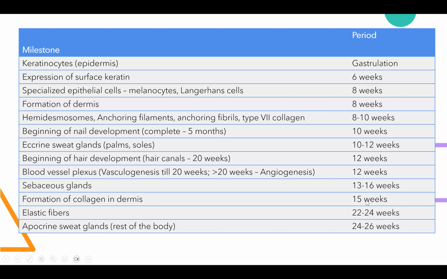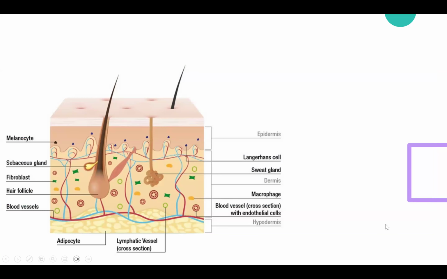So before 15 to 20 weeks, when the fetus or embryo is injured, during chorionic villus sampling or amniocentesis, there will not be any scar formation because there is more collagen and fewer elastic fibers. These elastic fibers are responsible for scar formation in the skin. So before 20 weeks, there will not be any scar formed in a baby. Apocrine sweat glands in the rest of the baby's body other than palms and soles are formed by around 24 to 26 weeks.